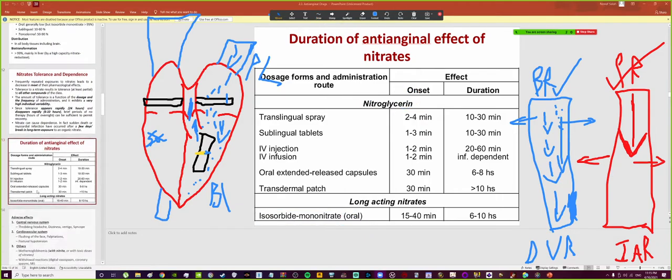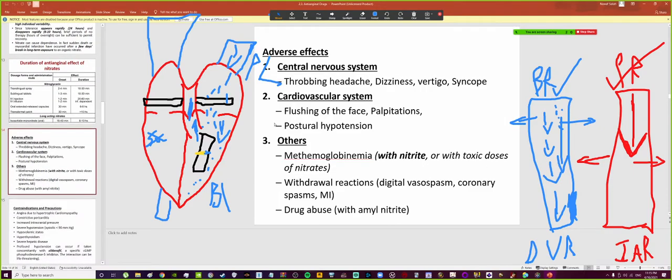Now, if you go to the next slide, it talks about its adverse effects, and some of these are related to any vasodilator. We said that it does vasodilation of any smooth muscle, so in any blood vessel, right? So this can apply not just to the heart, but the brain as well. Headache, dizziness, vertigo, syncope, vasodilation or hypotension, flushing of the face, postural hypotension, palpitation from reflex tachycardia, my bad.